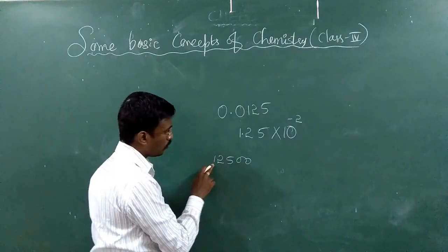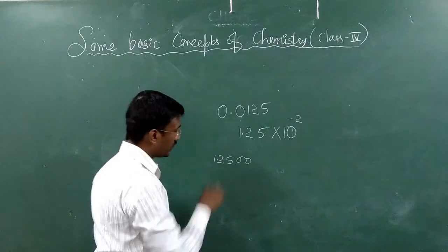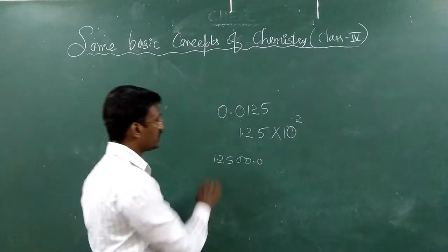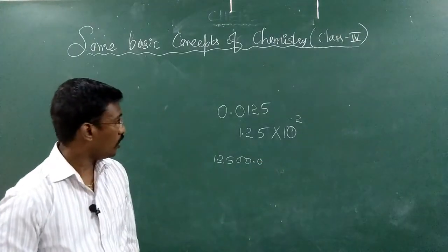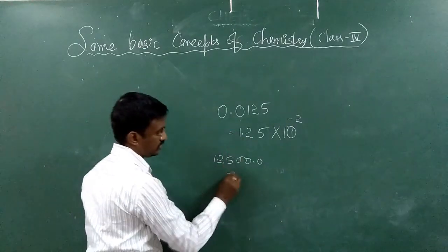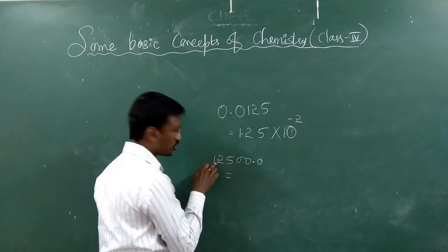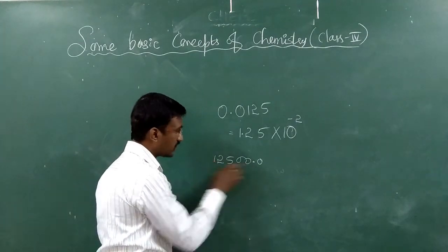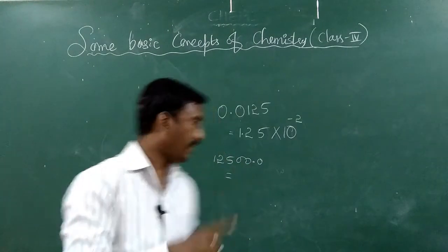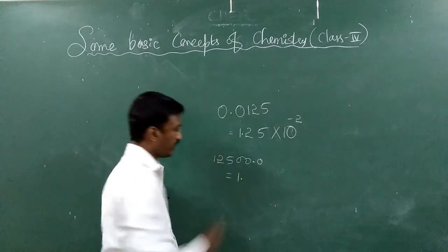Take 12500. Here the point is not mentioned, which means the decimal is not there, so the decimal will be present at the end, as 12500.0. Write 12,500 in scientific notation. The decimal point is at the end, so the first non-zero term is 125. You have to bring the decimal point to after the very first digit, so after 1 you put the decimal point: 1.25.